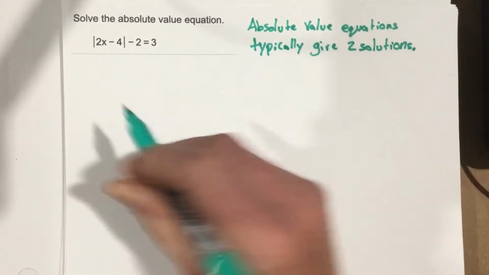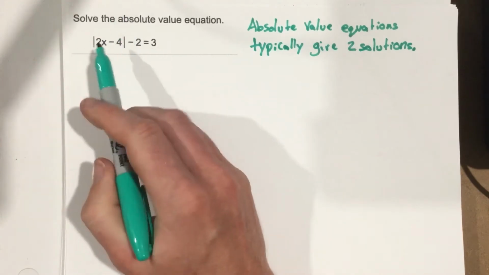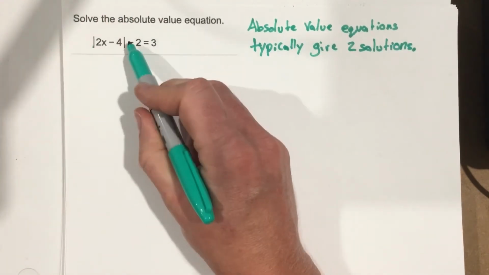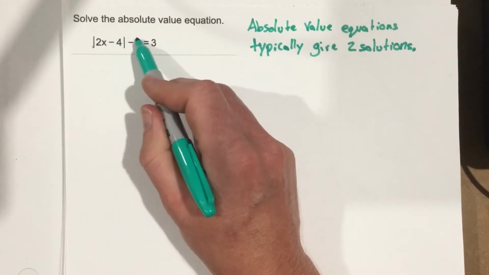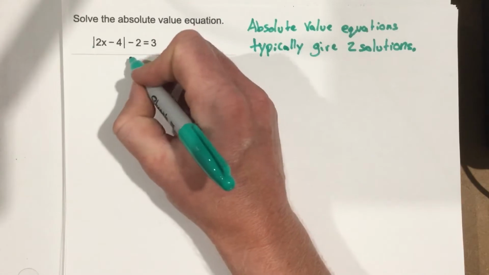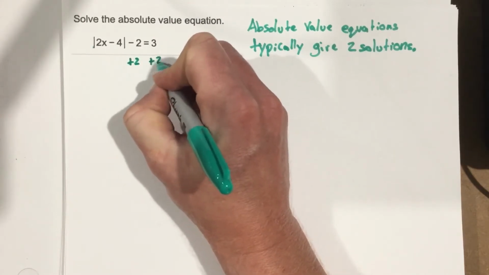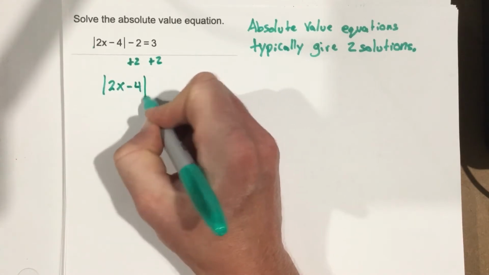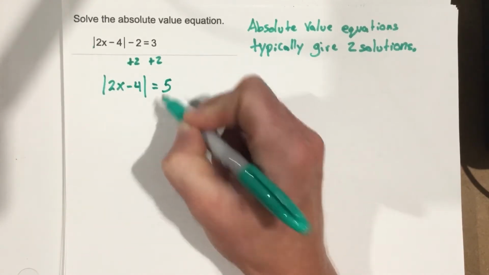Now, when you go to solve the absolute value equation, you want to isolate the absolute value by itself on one side of the equation. So anything on the outside of the absolute value signs, like the minus 2, we need to move that to the other side of the equation. So the first thing we'll do here is start by adding 2. And we'll get the absolute value of 2x minus 4 equals 5.